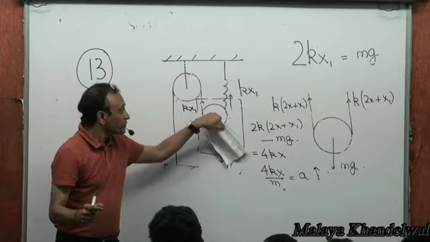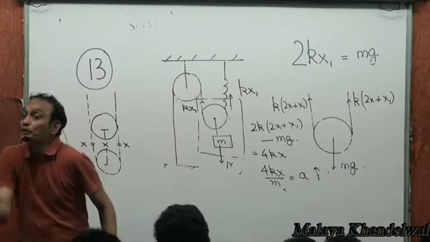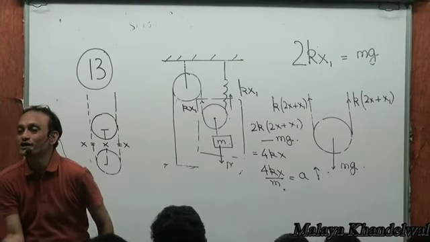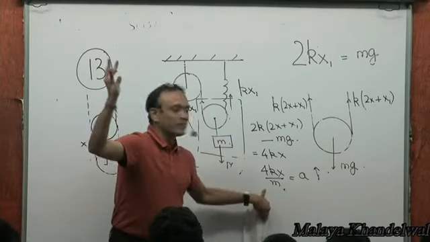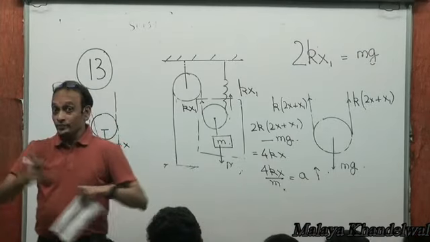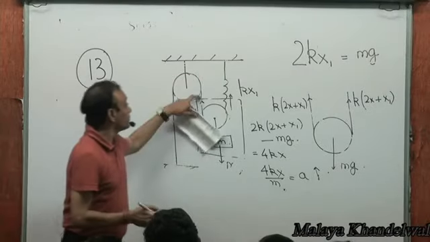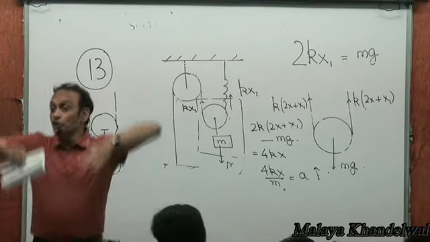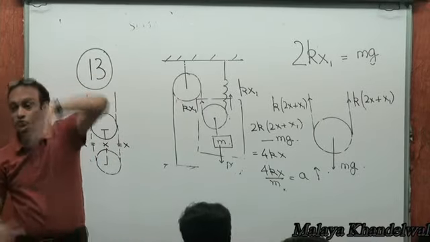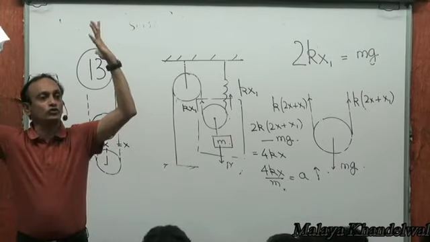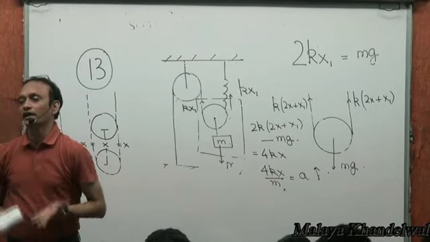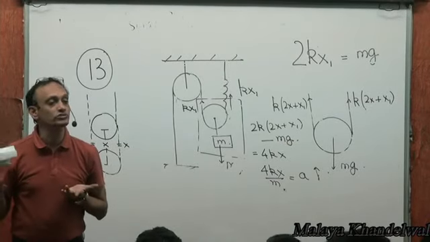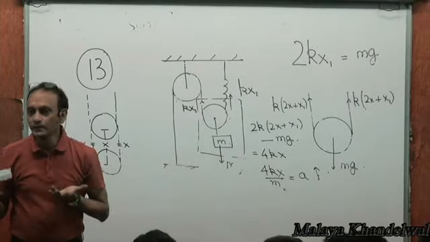After I pull the pulley down from the equilibrium position by an additional amount x, it will have an acceleration of 4kx by m upwards. Because over and above the equilibrium forces, there would be additional forces because of additional elongation in the spring. There would be additional forces that would crop up in the spring, creating an unbalanced situation and a state of acceleration on the mass m. Right?